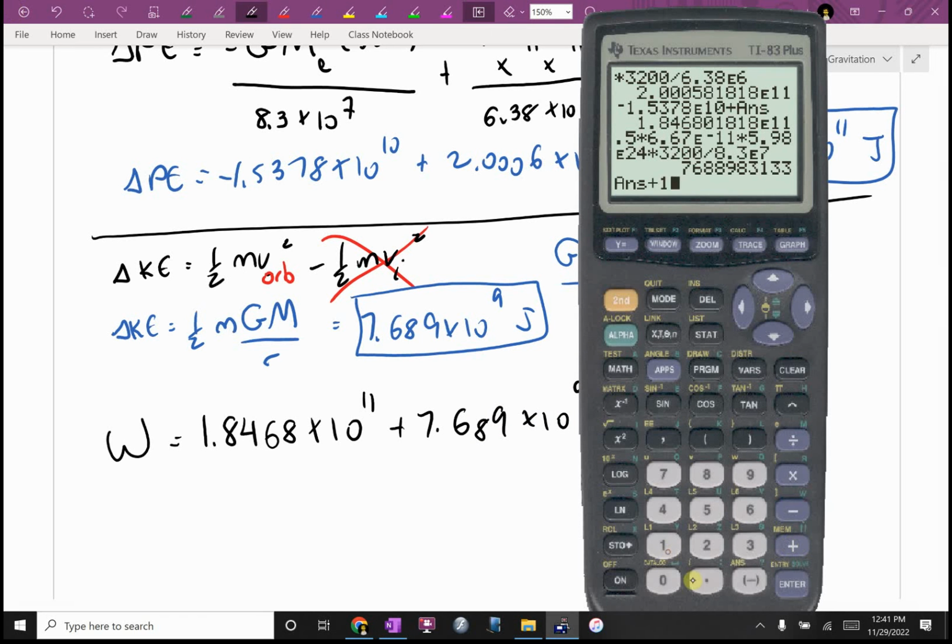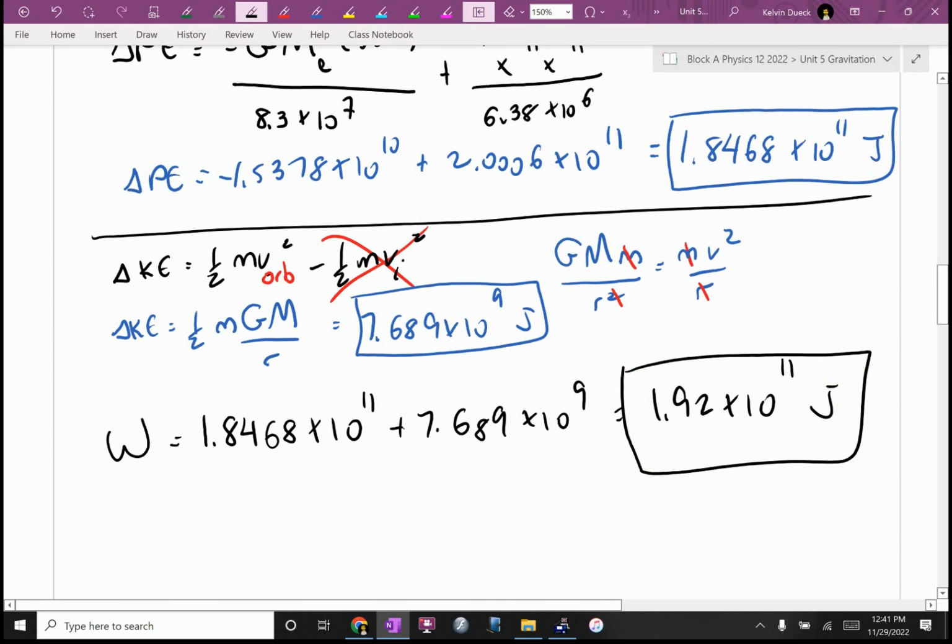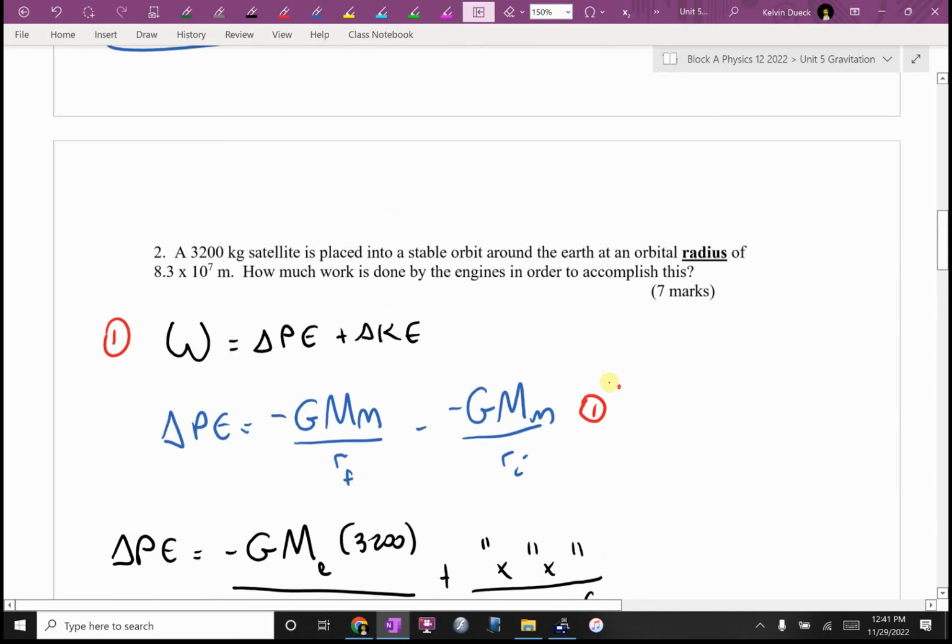Plus 1.8468, scientific notation, 11, I don't know. Did people get 1.92 times 10 to the 11th? People nodding? Okay. Joules. Whew! If you got that, 7 out of 7.